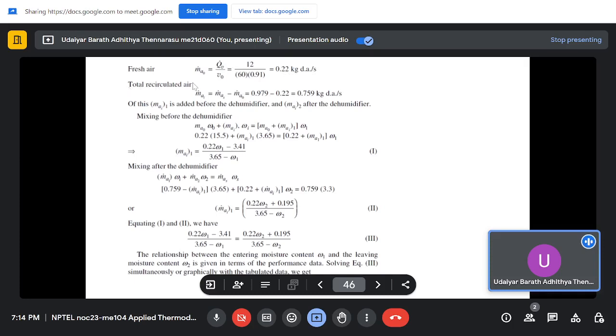So total recirculated air is m dot ai equals m dot as minus m dot ao. So amount of fresh air which is coming in will be equal to amount of fresh air which is going out to have a mass balance. So mass of air which is recirculated will be 0.9799 minus 0.22, will come out to be 0.759 kg of dry air.